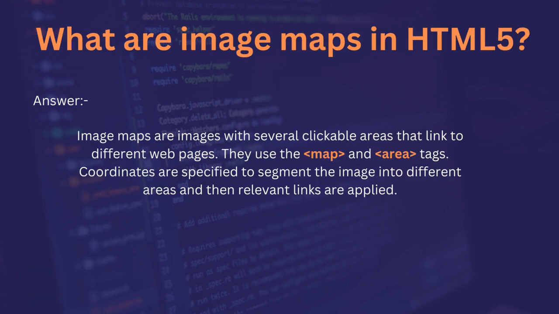The next question is: what are image maps in HTML5? Image maps are images with several clickable areas that link to different web pages. Using the map tag and area tags, coordinates are specified to segment the image into different areas, and then relevant links are applied.